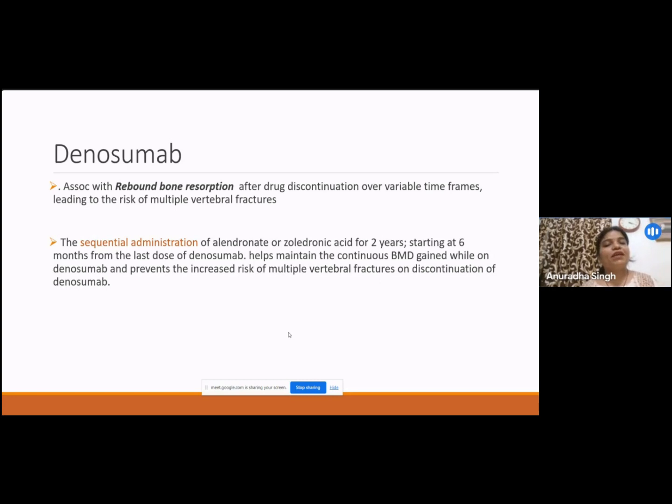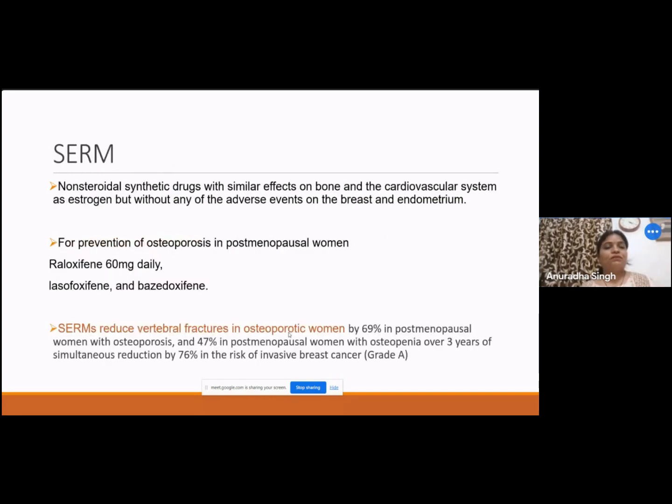So the sequential administration of other agents like alendronate and zoledronic acid for 2 years, starting at 6 months from the last dose of denosumab, is essential. What is called a drug holiday in these cases means that we need to have a gap or a sequential therapy, which is more beneficial because denosumab is known to have a rebound bone resorption.